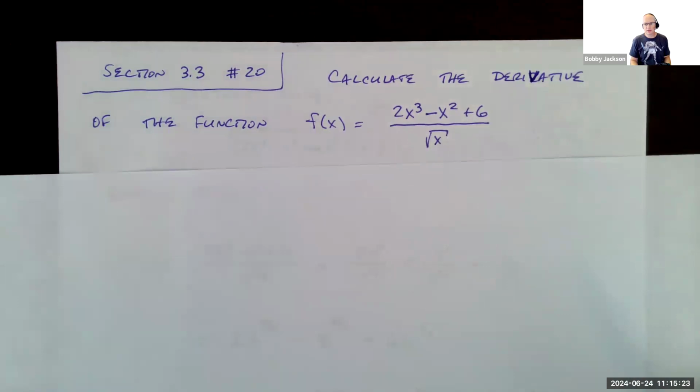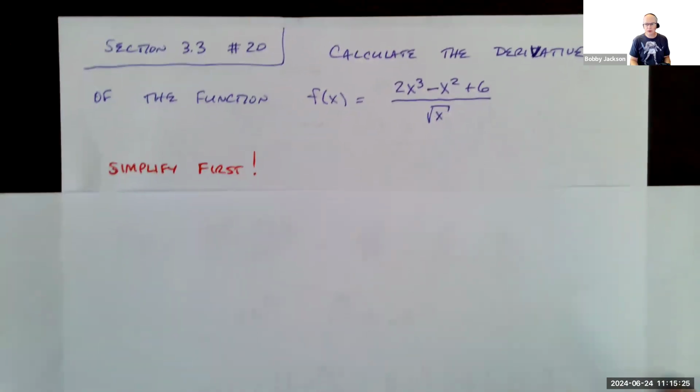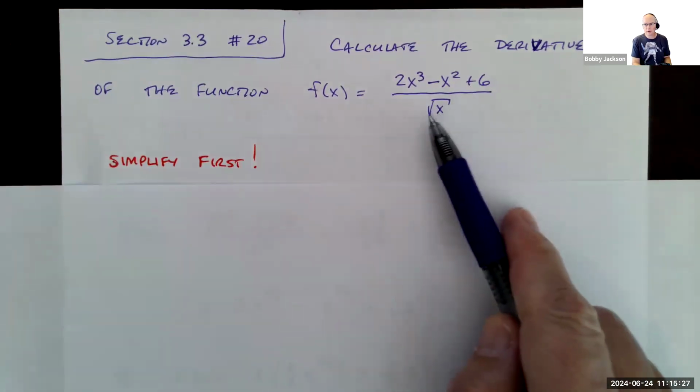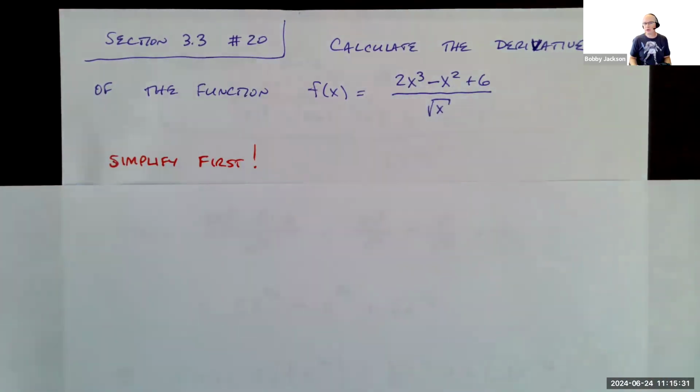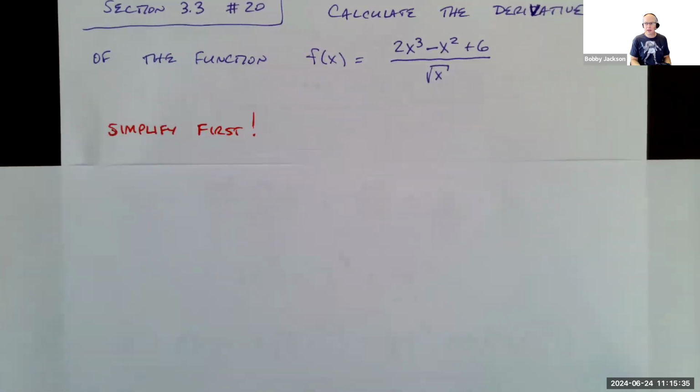And the answer is yes. And so we're gonna do that. We're gonna simplify this function first before I take the derivative. And it's going to turn out I will not use the quotient rule in doing that. So let's take a look. How can you simplify it?